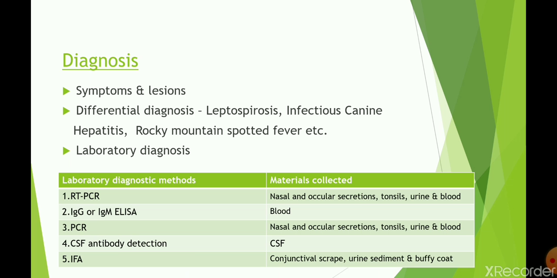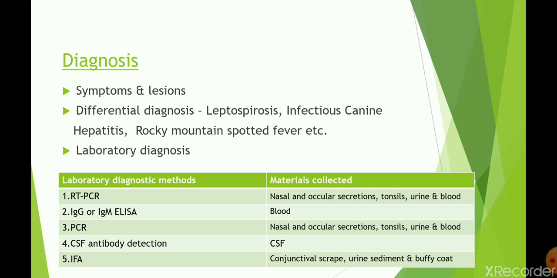Then diagnosis, we can do diagnosis based on the symptoms and lesions. Then we should also have a differential diagnosis of leptospirosis, infectious canine hepatitis, and Rocky Mountain spotted fever with this canine distemper. In leptospirosis, it mainly affects the kidneys, so there will be polyuria, anuria, oliguria, etc. There can even be jaundice and icterus.